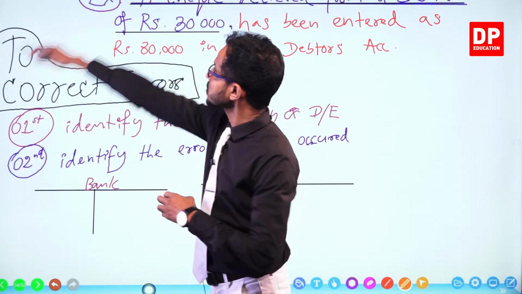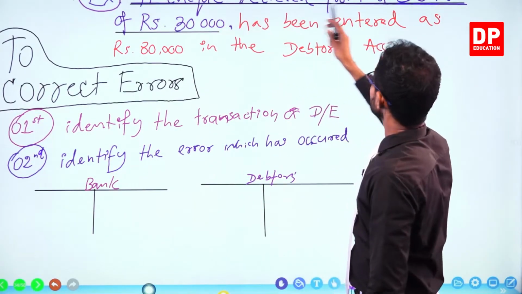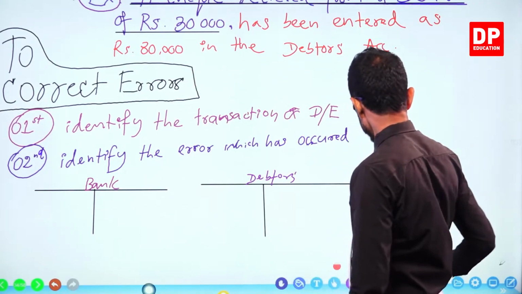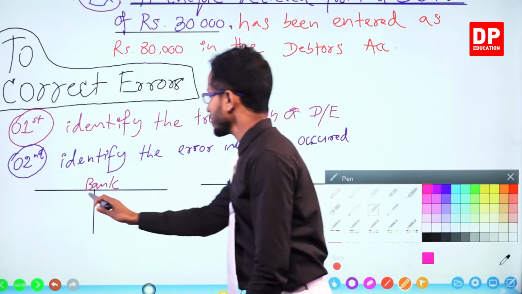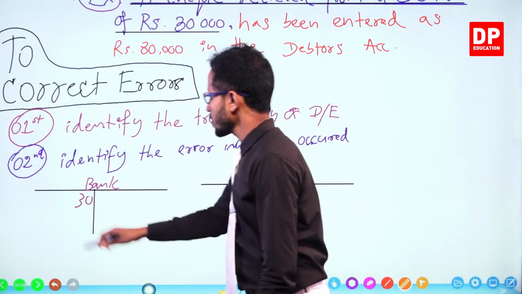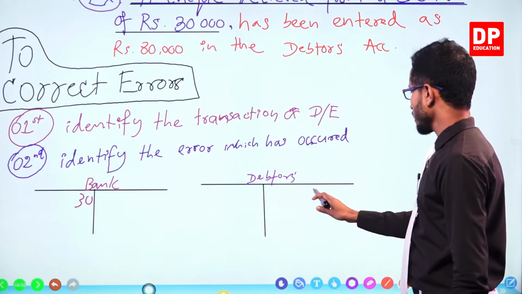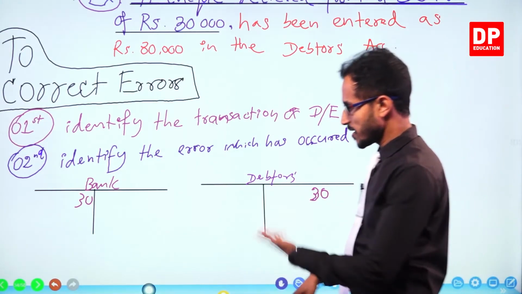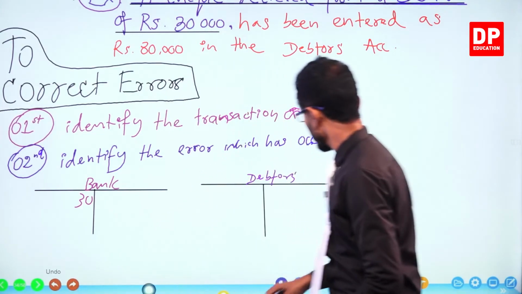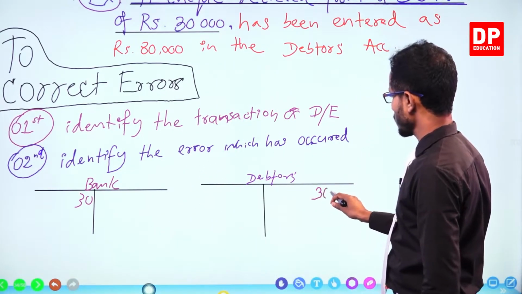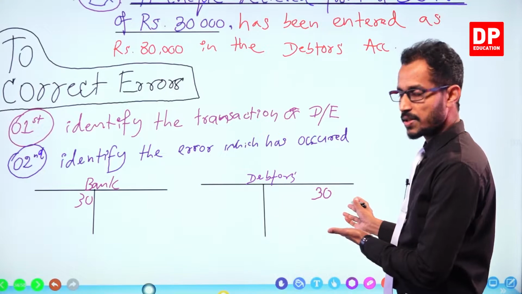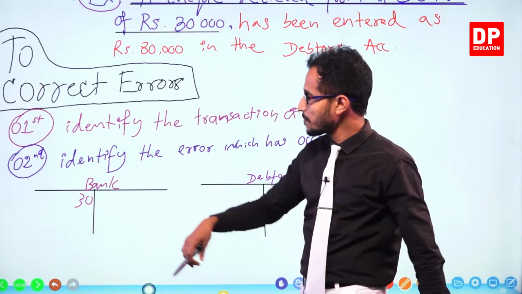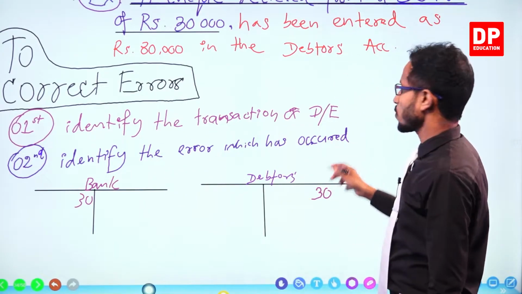For this transaction, check received from a debtor 30,000: 30,000 bank debit, 30,000 debtors account credit. This should be the correct double entry. Now, the first step you identified. Okay. Second step, identify the error which has occurred.